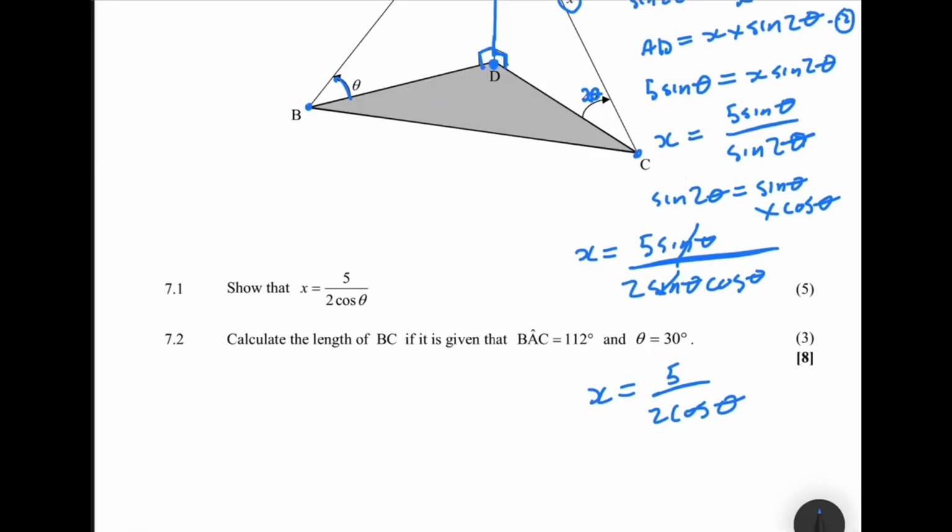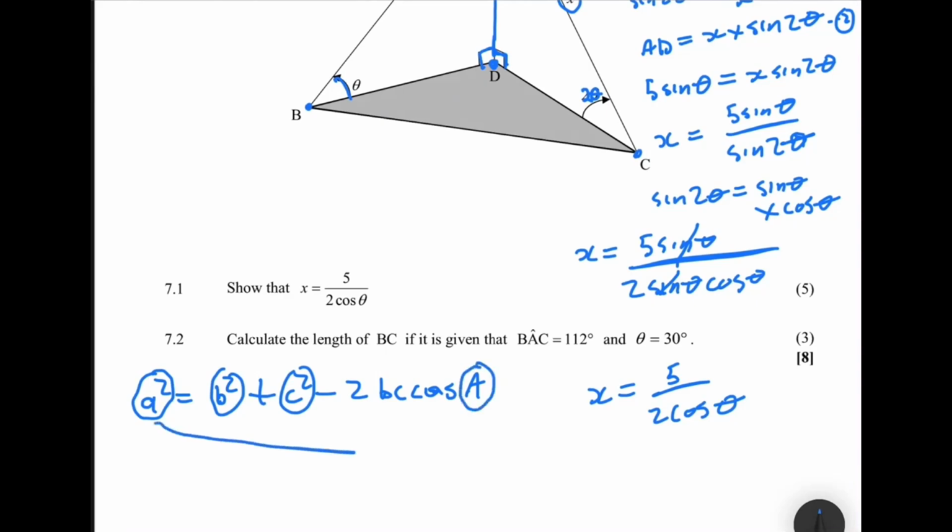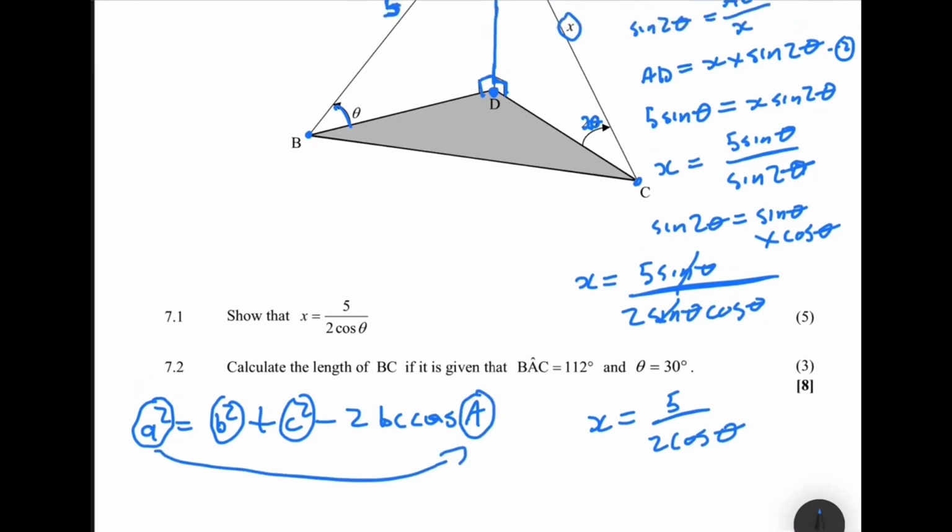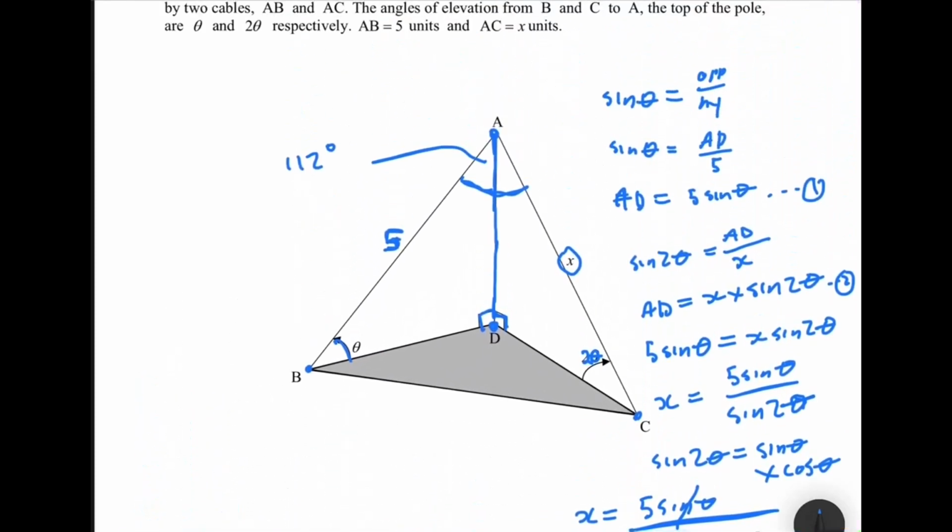We know from definition that the cosine rule says that a squared is equal to b squared plus c squared minus 2bc cos A. So a is the side you're interested in. b and c are the other two sides of the triangle, and A is the angle which is opposite to the side you're looking for. So if we're looking for BC, A here will be 112 degrees.